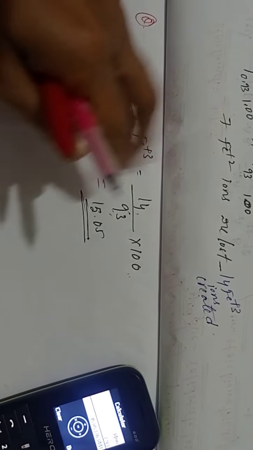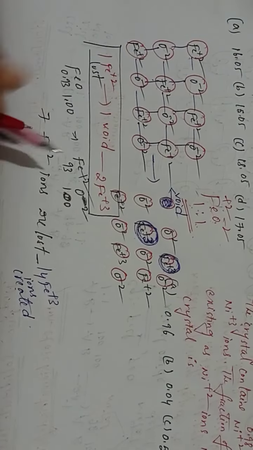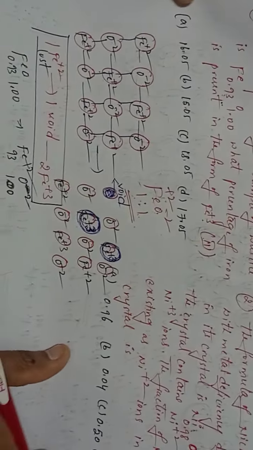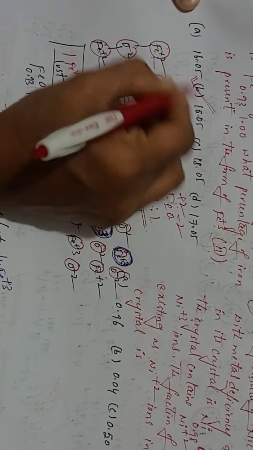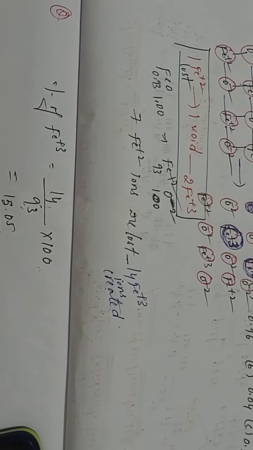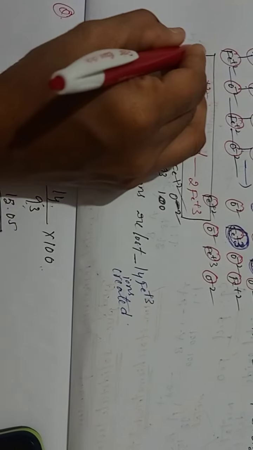So here, students, which option is correct? 4 options are given. 15.05, so this option is correct. Are you following? Like this you have to find it, students. You have to remember only this formula, then you can easily find it.